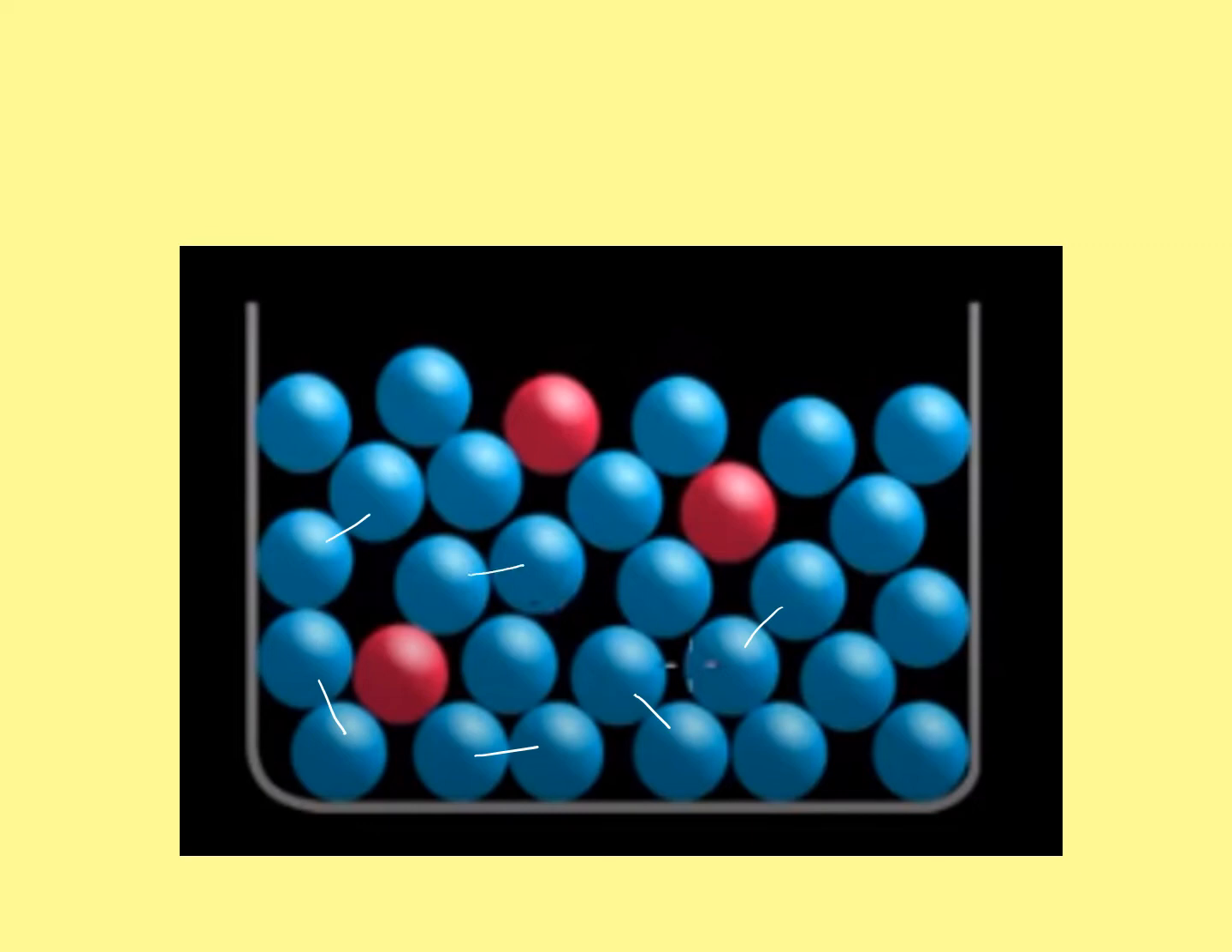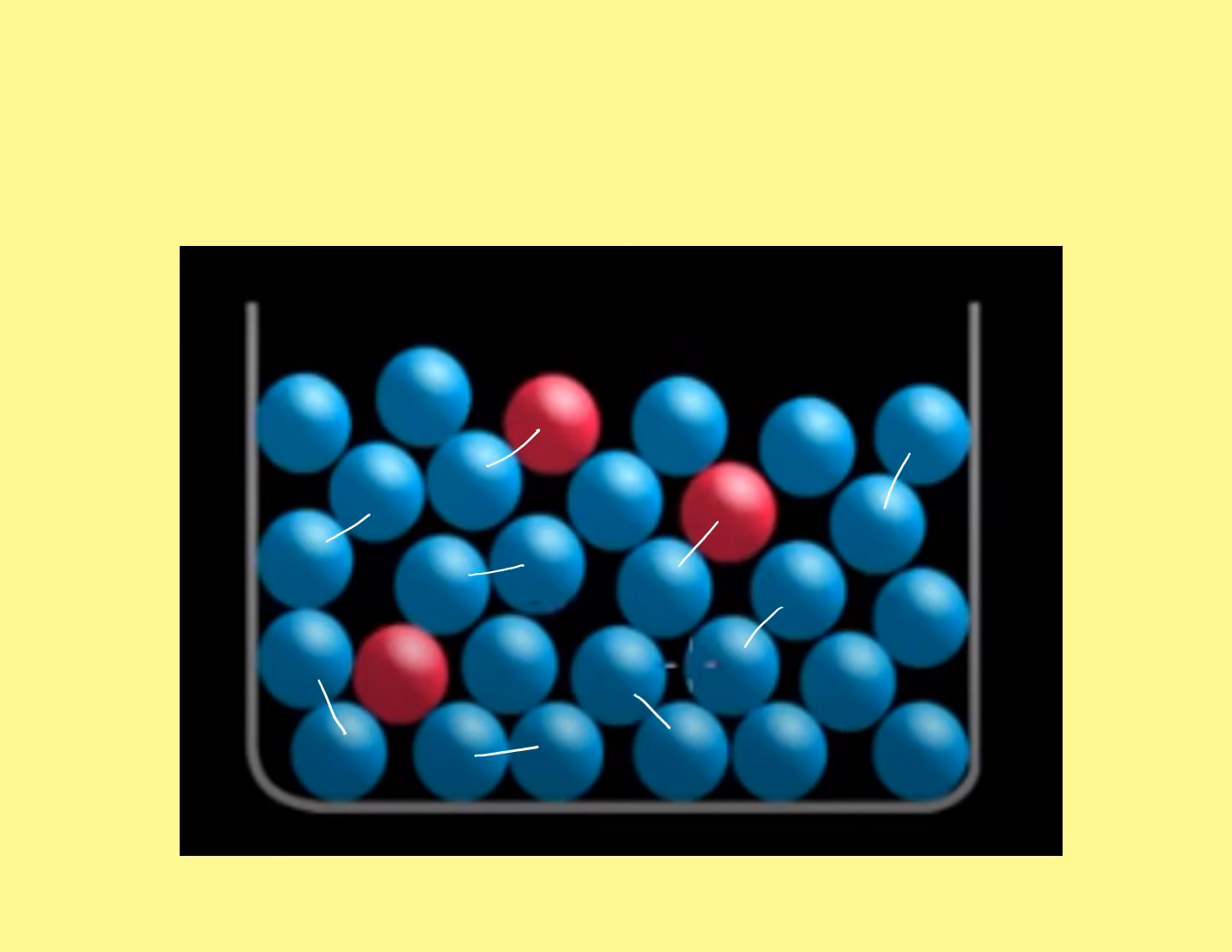We also know that they can flow over each other and move around. Now, all of these particles are moving at different speeds, and some are going really slowly and some are going really fast. What happens is if a particle has enough kinetic energy, it will be able to break the bond that it has. So let's say these two are bonded together.